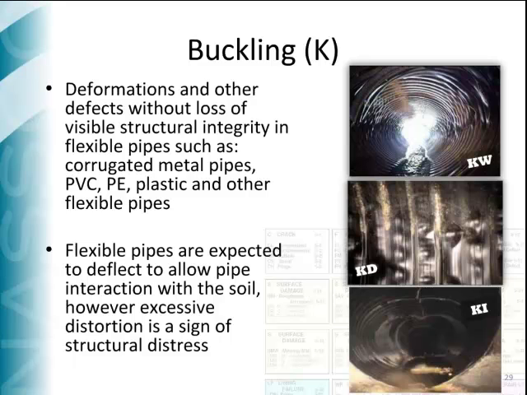Under normal circumstances, flexible pipes are expected to deflect, allowing interaction with the soil. However, excessive deflection and other surface damages on flexible pipes are signs of structural distress. On the right side of this slide, you're looking at 3 different types of buckling defects in PACP: KW, or buckling wall, KD, buckling dimpling, and KI, or buckling inverse curvature.